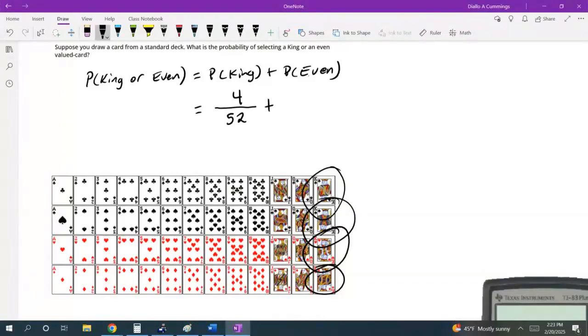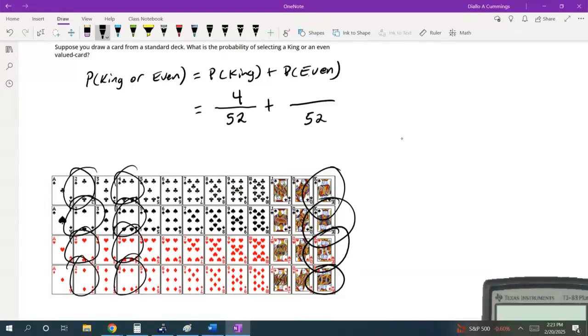Plus the probability of an even card. So once again, there's 52 cards in a standard deck. And out of our even cards, we have 1, 2, 3, 4, 5, 6, 7, 8, 9, 10, 11, 12, 13, 14, 15, 16, 17, 18, 19, and 20.